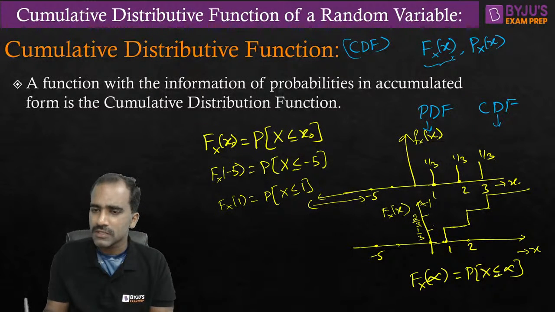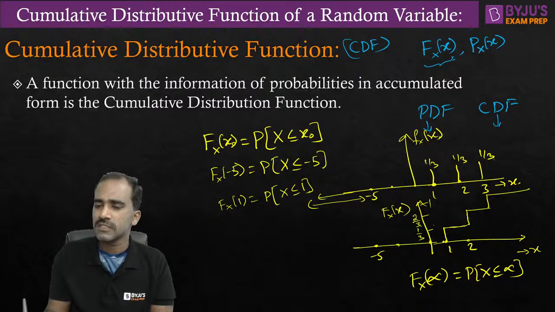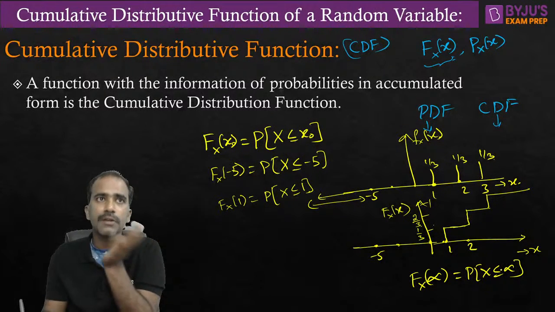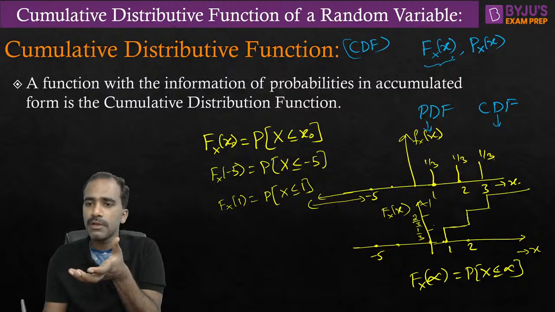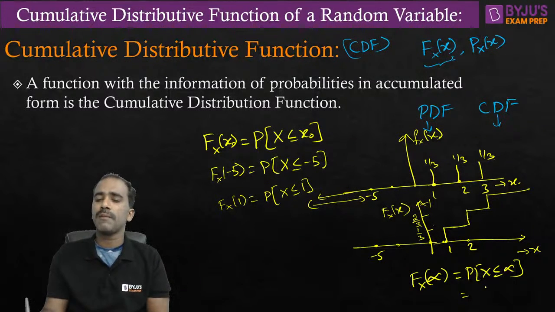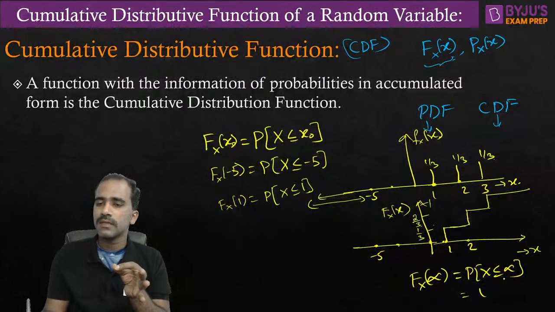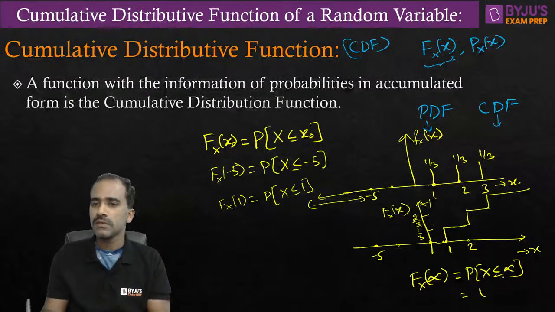What is the meaning of this? You are interested in all the values of x from minus infinity to plus infinity, and in the probability of all those values. If you add up the probabilities of all the values of the random variable, definitely it will turn out to be 1, because there is a property of probability that says total probability is 1. Here we are trying to find the total probability only.